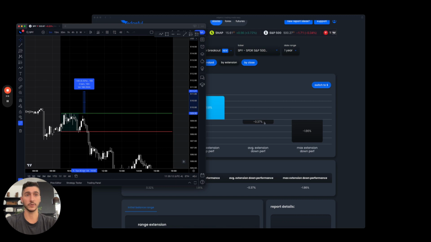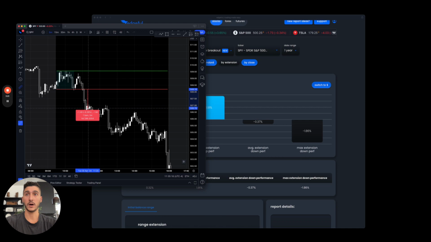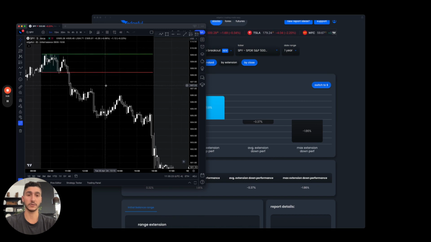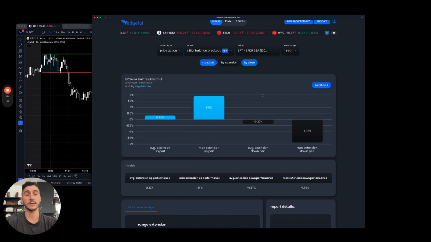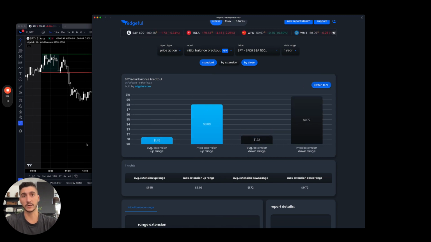Same thing goes for the moves down. So in this case, obviously this was a much bigger move down, but on average, you're going to see a move like this before it comes back. So obviously there was a larger sell-off here. So this example is just more of an anomaly day. And then you can also see the switch to the dollar, so that if you don't like to use percentages, you can see the average in dollars as well.